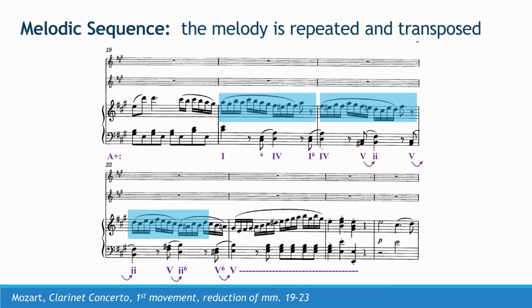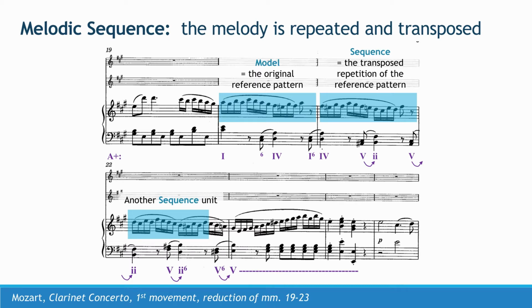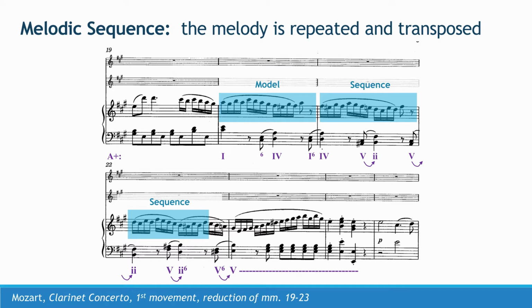I'm going to introduce some new terminology here for you on how we're going to label these things. The original reference melody, we're going to call the model. When that thing gets repeated and transposed, the next unit of that thing we're going to call the sequence. So that's the transposed repetition of the reference pattern. And we can have multiple sequence units. So for example, in bar 22, we see another sequence unit because it's, once again, transposing and repeating the same pattern. So watch out for that vocabulary. Model, sequence, sequence. This is how we're going to label it.